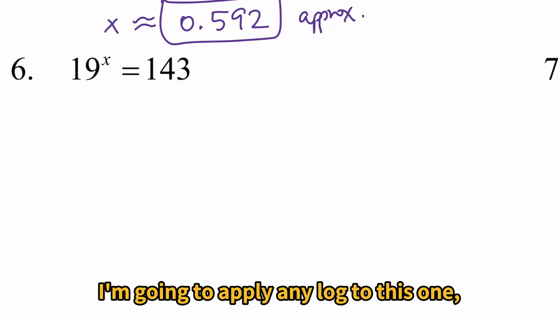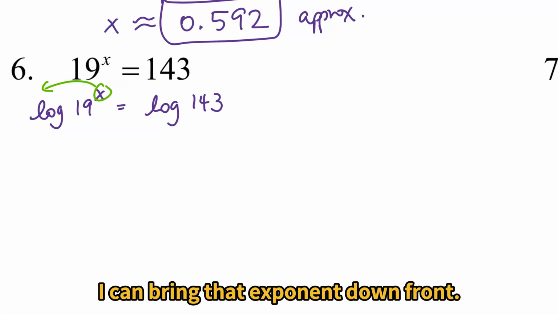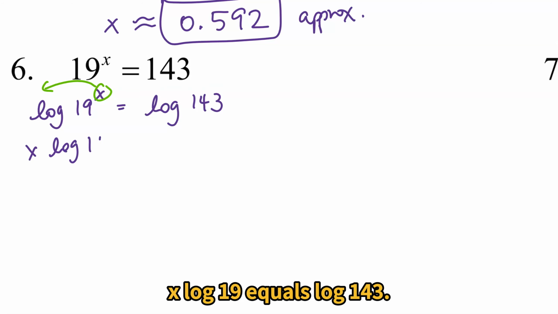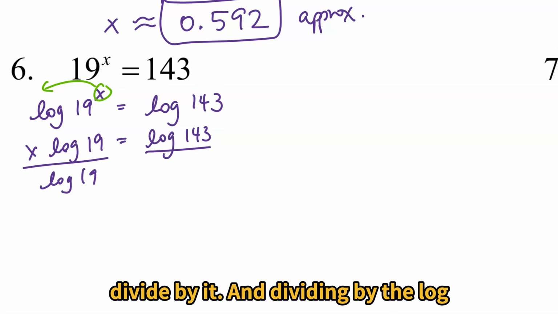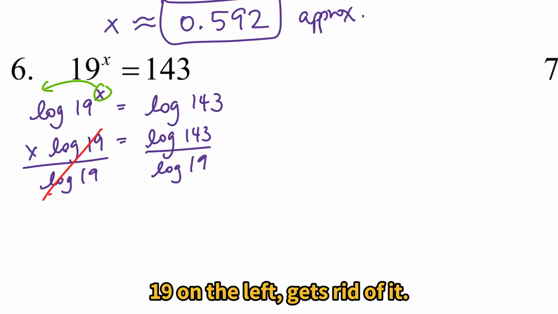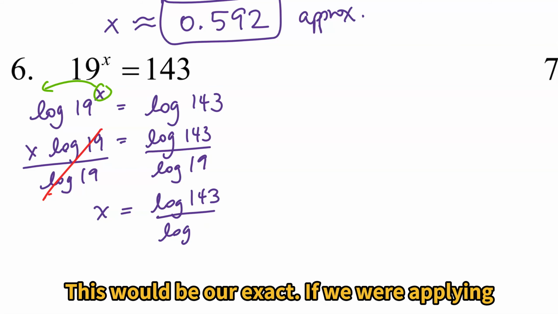I'm going to apply any log to this one just so that I can bring the x down. So I'll do log base 10. Any log to both sides. I can bring that exponent down front. X log 19 equals log 143. Log 19 is just a number, so I can divide by it. And dividing by the log 19 on the left gets rid of it. X equals log 143 over log 19. This would be our exact.